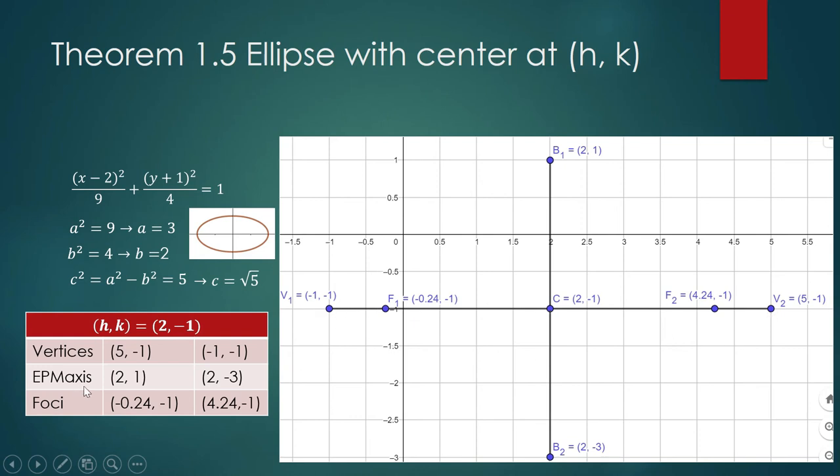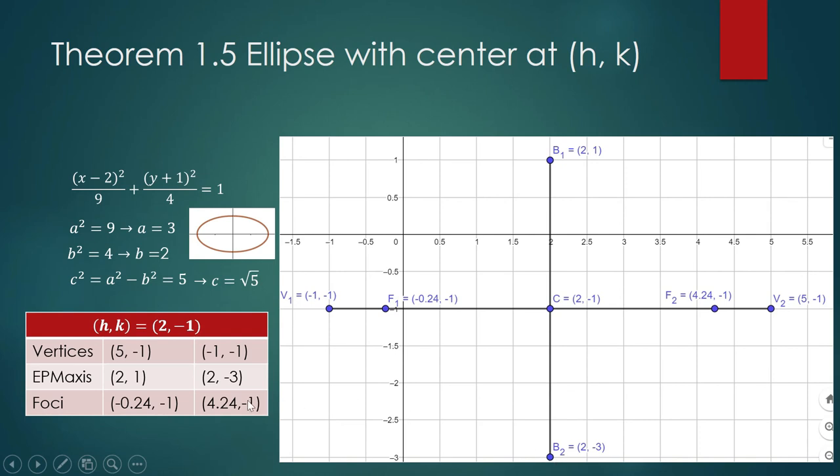To locate the endpoints of our minor axis, we need b. So we shall add b vertically to our center. We add 2: 1, and 2. And we add negative 2: negative 1, negative 2. So negative 1 plus negative 2, look at that, that's negative 3. Negative 1 plus 2 is positive 1. So those two are the endpoints of the minor axis.